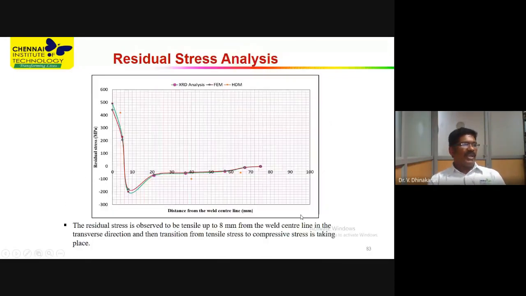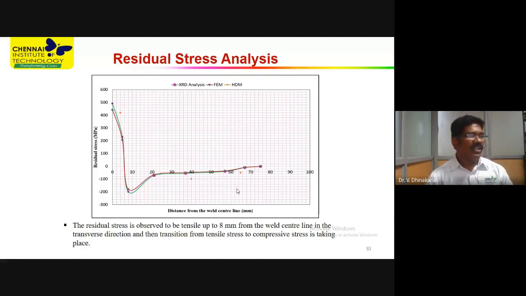Since computational mechanics will be highly useful to eliminate the number of experiment trials. And see the results such as the experimental analysis, FEM, and the hole drilling method. And see the FEM method, or the computational method, is on par in predicting the results with the XRD and HDR. Okay, so this is the residual stress measurement. And fast, within 5 minutes, I want to wind up.